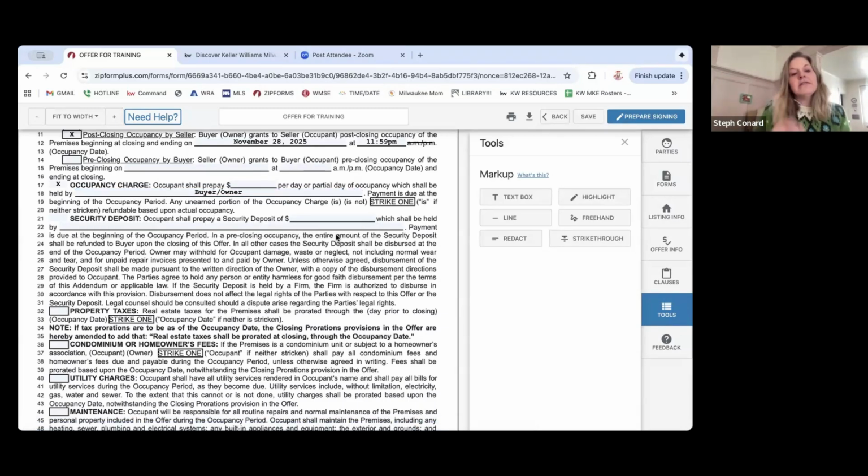And this is going to be credited to the buyer at closing. Payment is due at the beginning of the occupancy period, so that's typically closing. Any unearned portion of the occupancy charge is or is not refundable based upon actual occupancy. So it defaults to refundable.